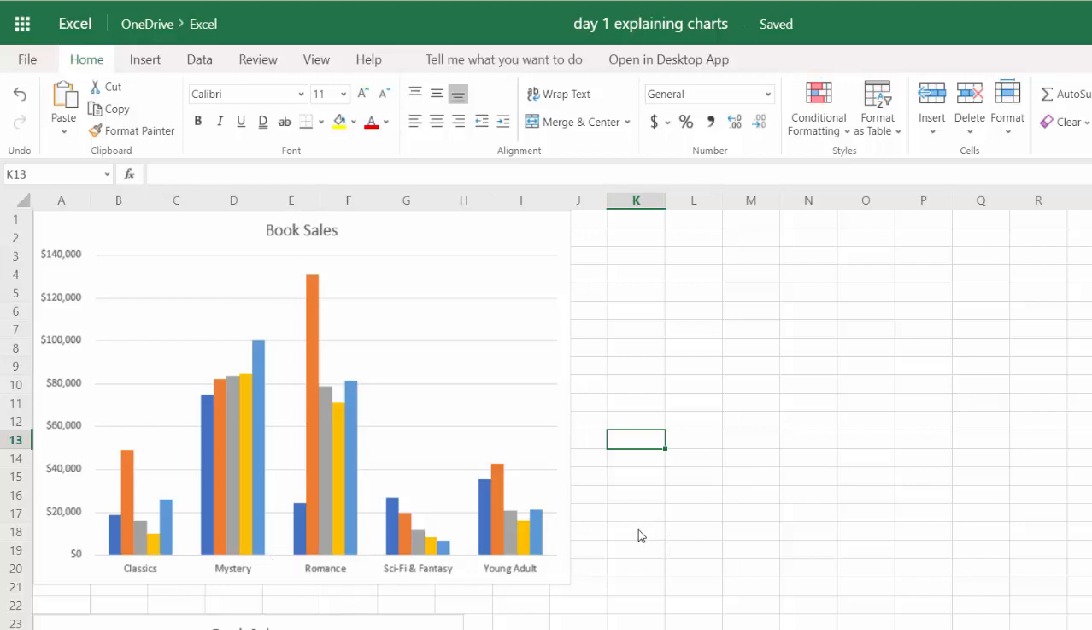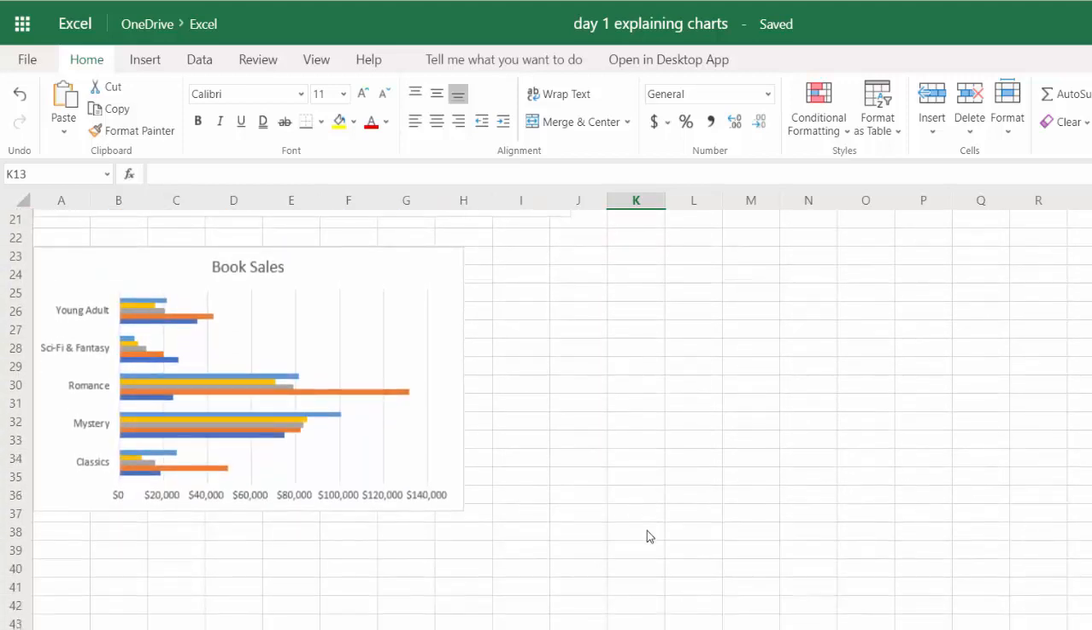I'm going to show you another type of chart that is very similar. This is called a bar chart or a bar graph. It is exactly the same as a column chart, but it is turned on its side. The amounts of money are at the bottom, and the types of books are on the side.